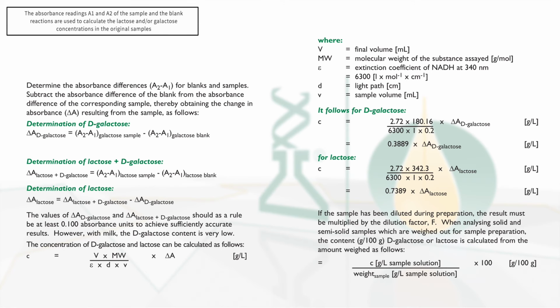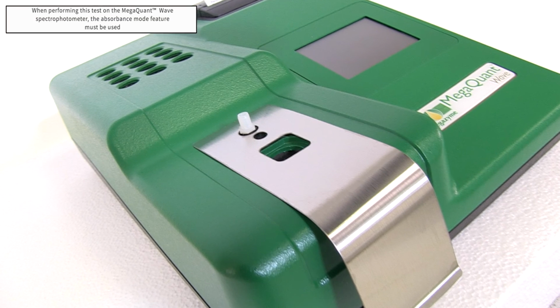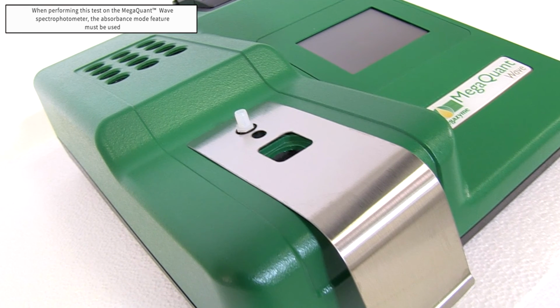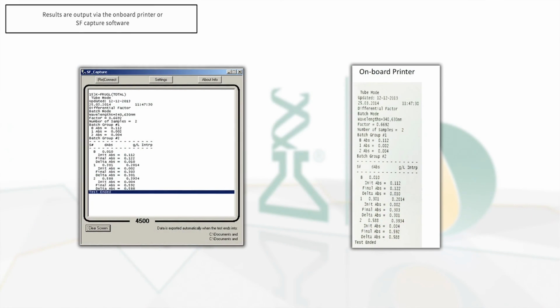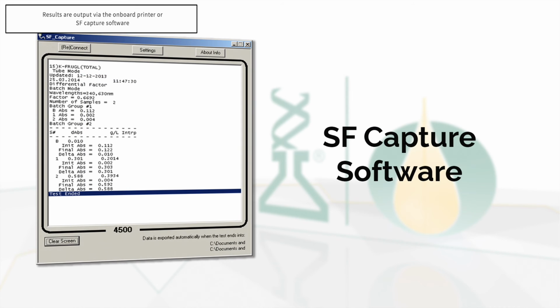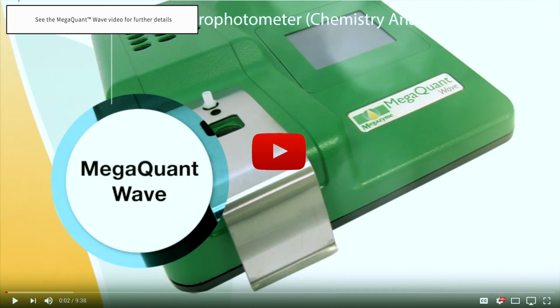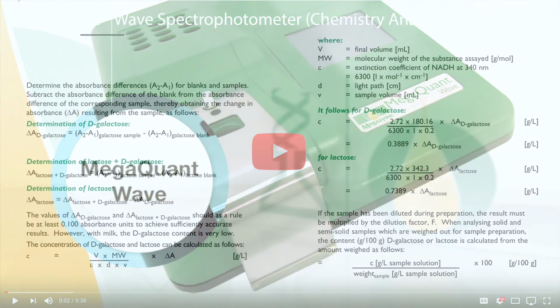The absorbance readings A1 and A2 of the sample and the blank reactions are used to calculate the lactose and/or galactose concentrations in the original samples. When performing this test on the Megaquant wave spectrophotometer, the absorbance mode feature must be used. The results will be printed via the onboard printer, or the data can be exported to a computer using the SF Capture software. Please see our Megaquant wave video for further details.